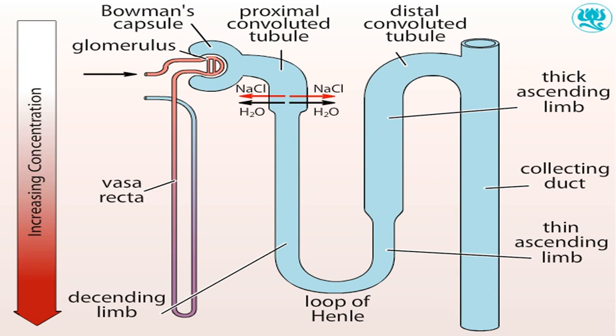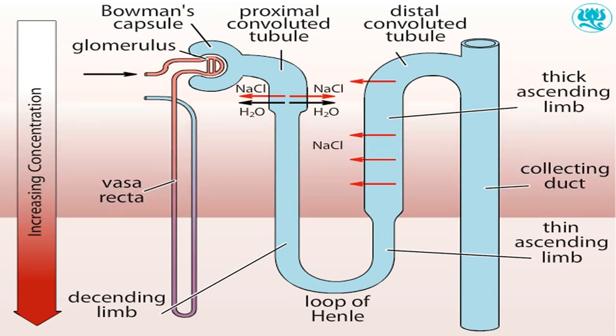The thick ascending limb actively transports sodium ions from the tubule fluid and moves them into the surrounding tissue fluid. Chloride ions follow passively. The thick ascending limb is not permeable to water, so the reabsorption of sodium and chloride ions out of this part of the tubule is not followed by the outward diffusion of water. This reabsorption of sodium and chloride ions raises the concentration of solutes in the surrounding tissue fluid.